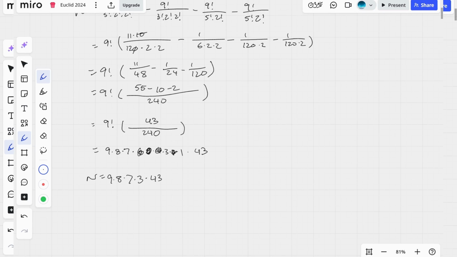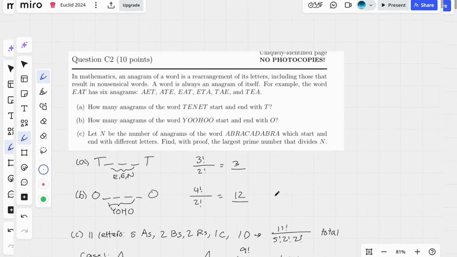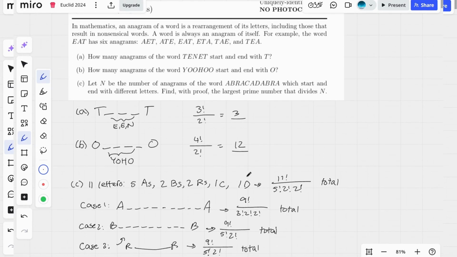And we can obviously see that the biggest prime divisor of n is 43. And so that is our answer for C2. So yeah, that is C1 and C2.